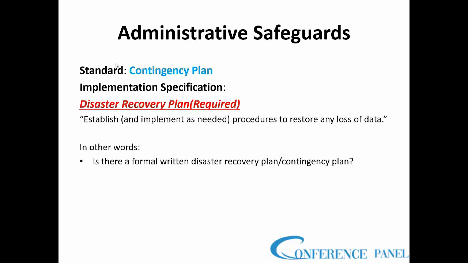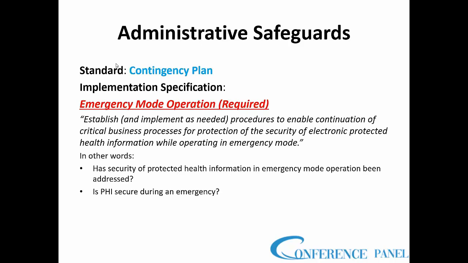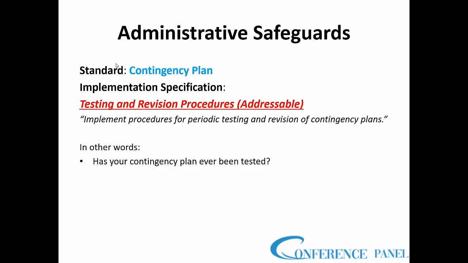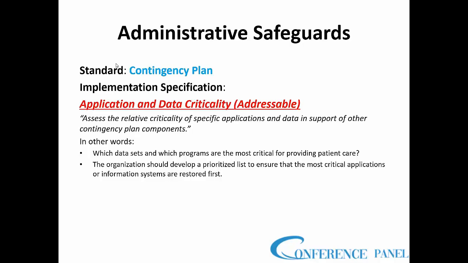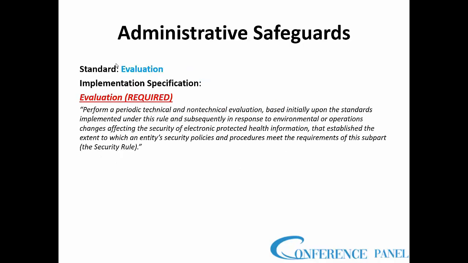Disaster recovery plan: establish and implement as needed procedures to restore lost data. What about emergency mode operation while you're operating? Testing and revision procedures: implement procedures for periodically testing. Same with application and data criticality. Periodically, this is going to be annually.